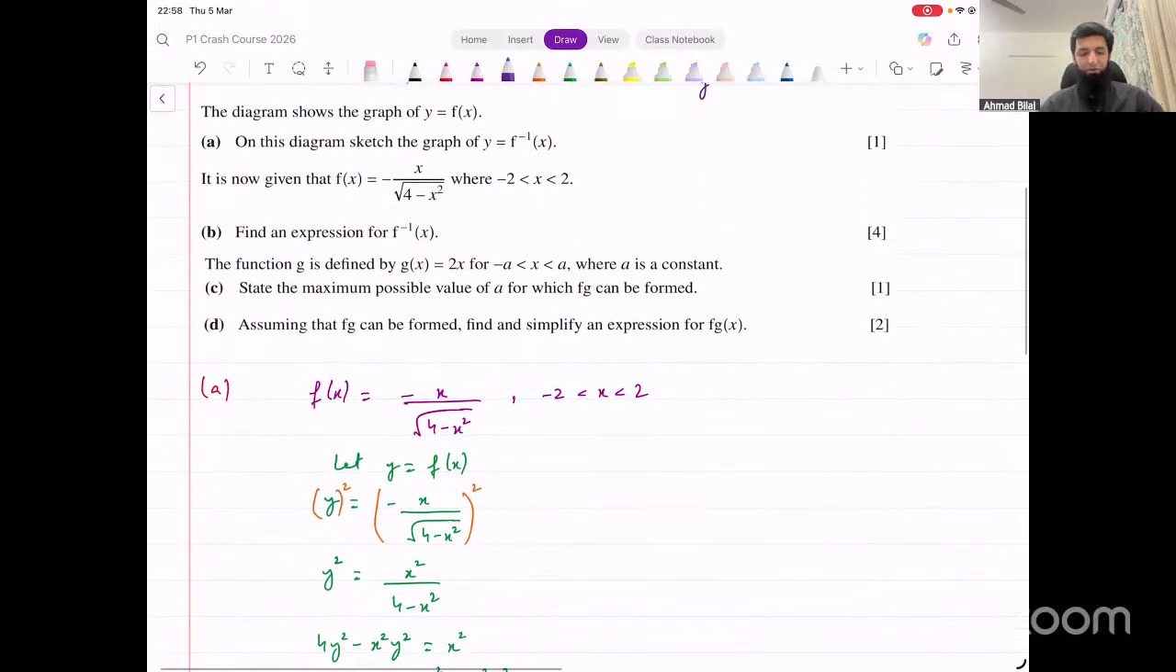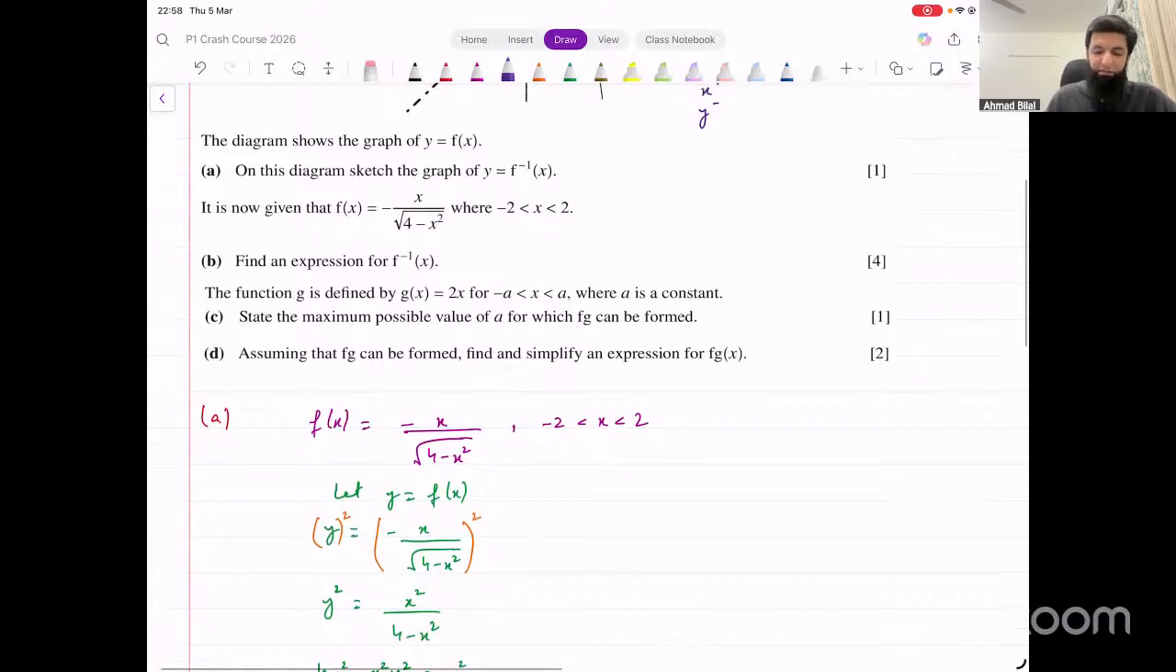Now the next part is also interesting. It says the function g is defined by g of x equal to 2x for x between negative a and positive a. State the maximum possible value of a for which fg can be formed. Maximum value of a for which fg can be formed.